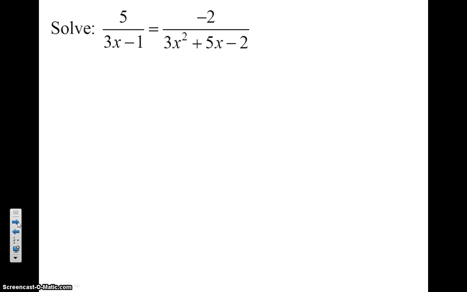All right, so here's our next problem here. 5 divided by 3x minus 1 equals negative 2 times 3x squared plus 5x minus 2.